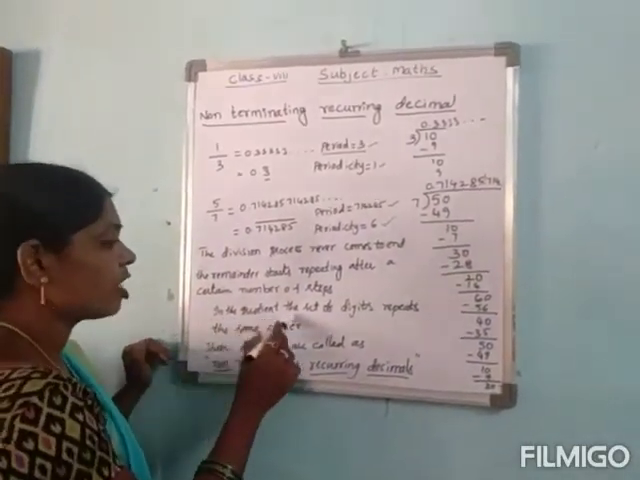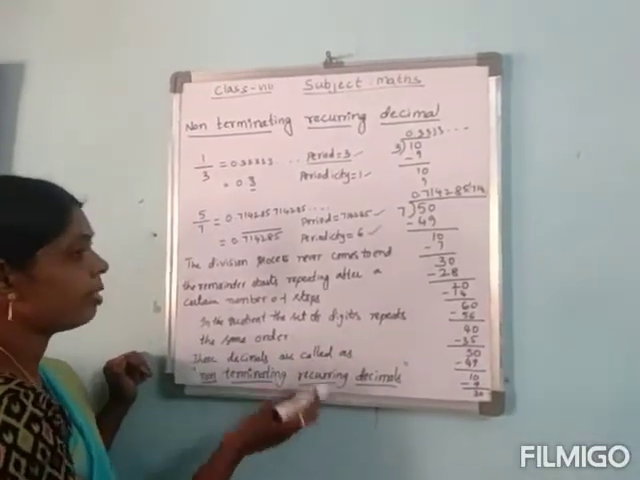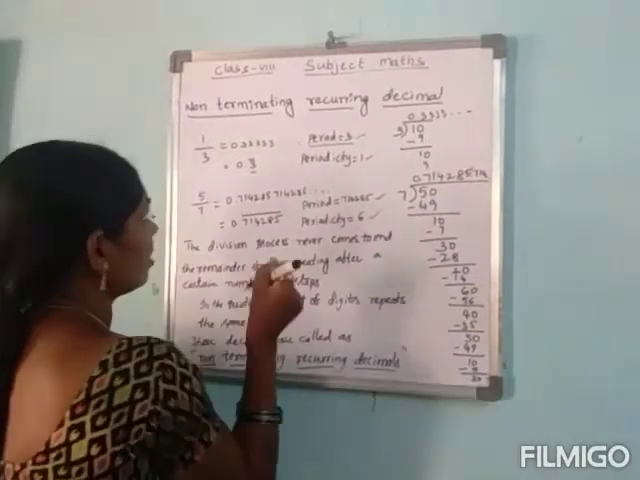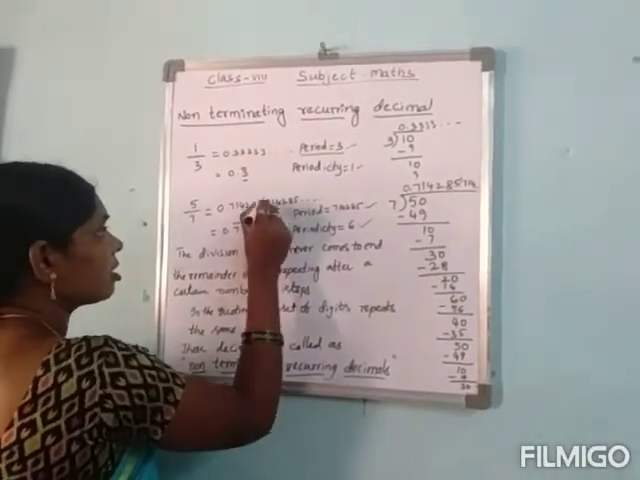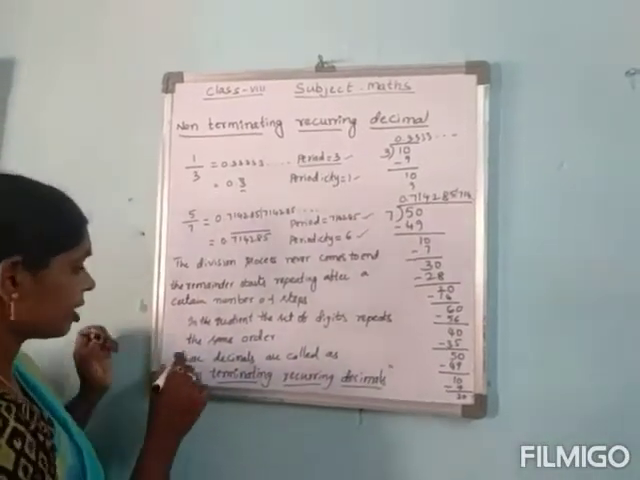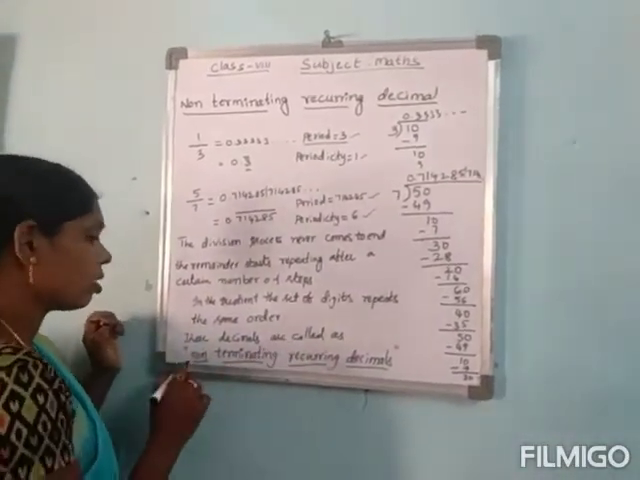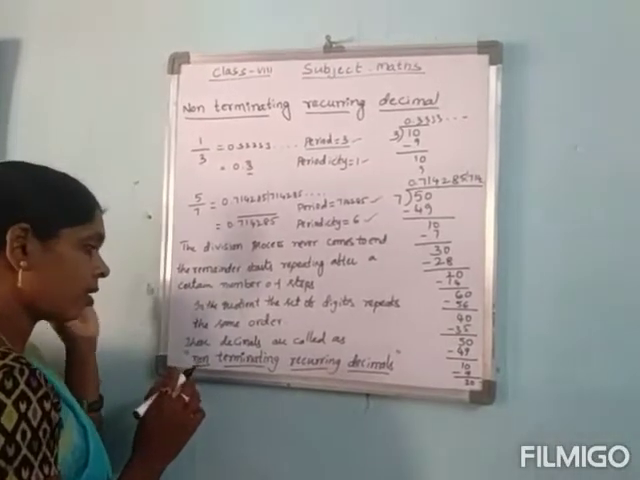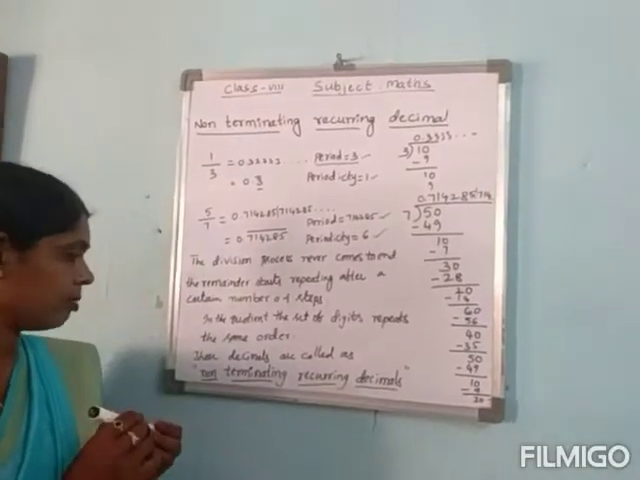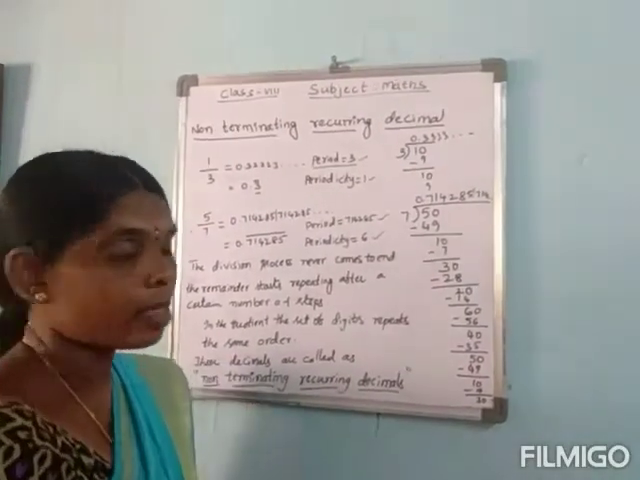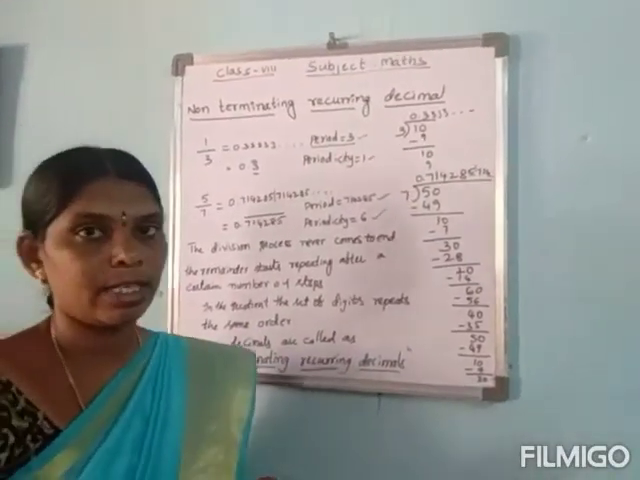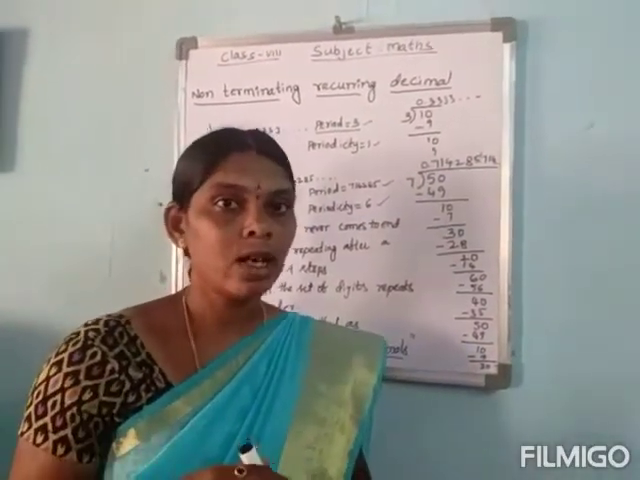Next, in the quotient, the set of digits repeats in the same order. Again from here, the set of digits are repeating the same. Here see 3, 3, 3, 3. Here also 7, 1, 4. The same order we have to repeat. Next, these decimals are called non-terminating recurring decimals. Do you understand? Okay, thank you.